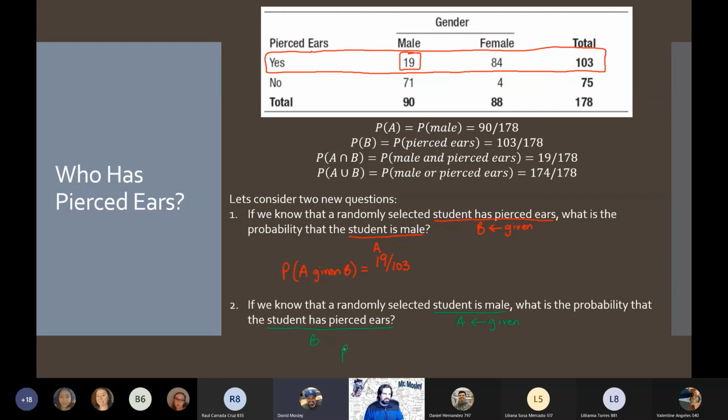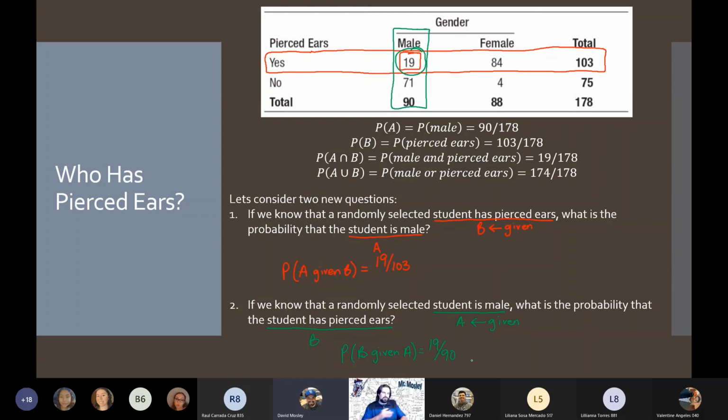This is slightly different. We have what is the probability of B given A. So now the condition says only look at male students. And of those male students, I want to know what's the probability that they have pierced ears. Again, we end up with that 19, but now it's 19 out of 90. Because I'm only considering the 90 male students.